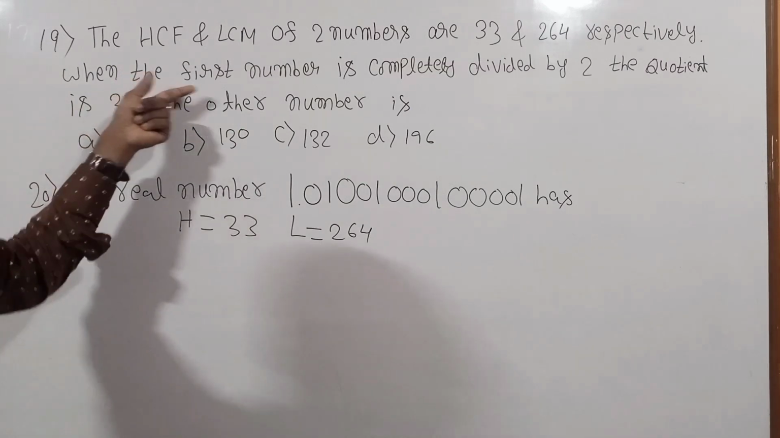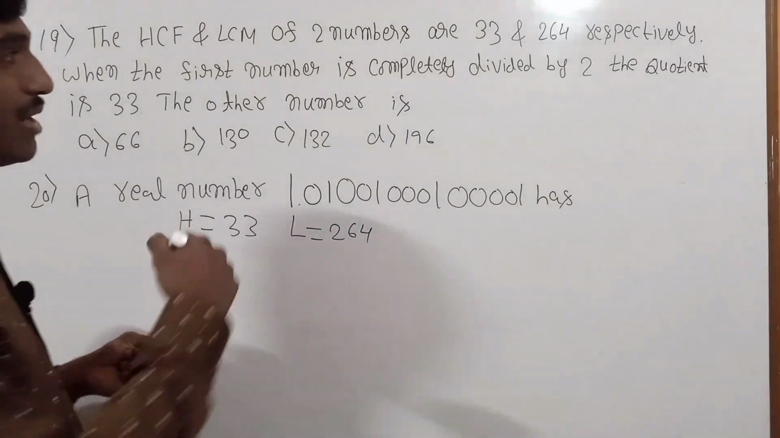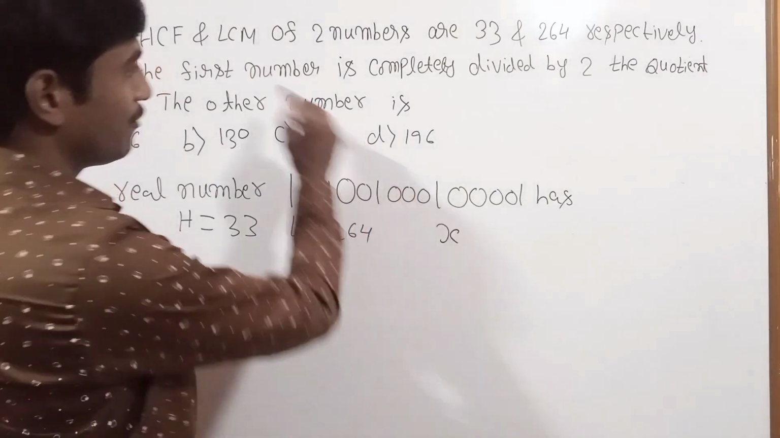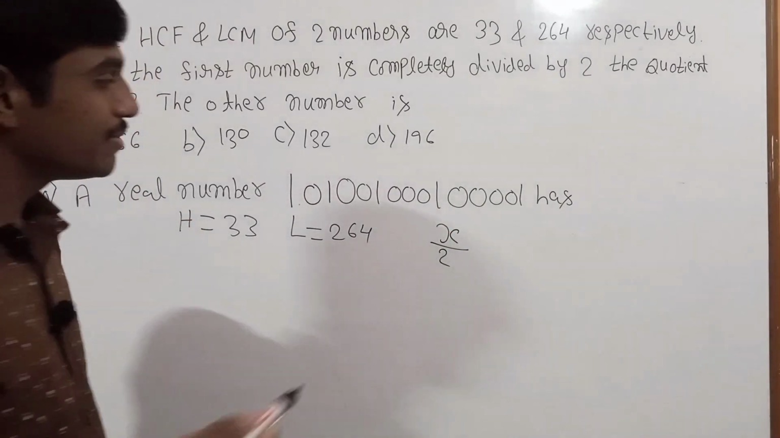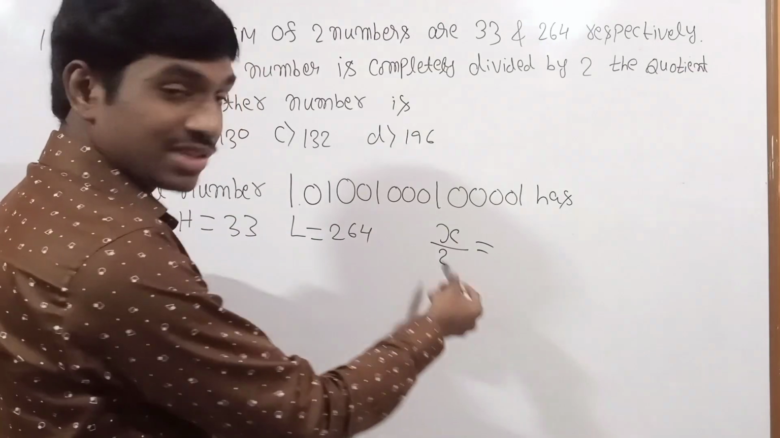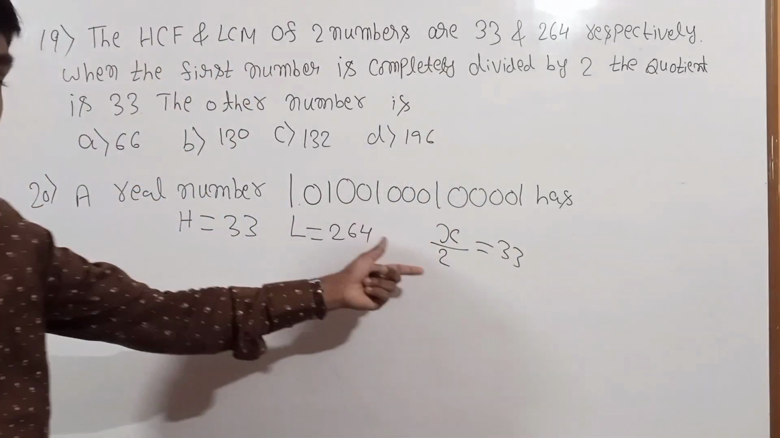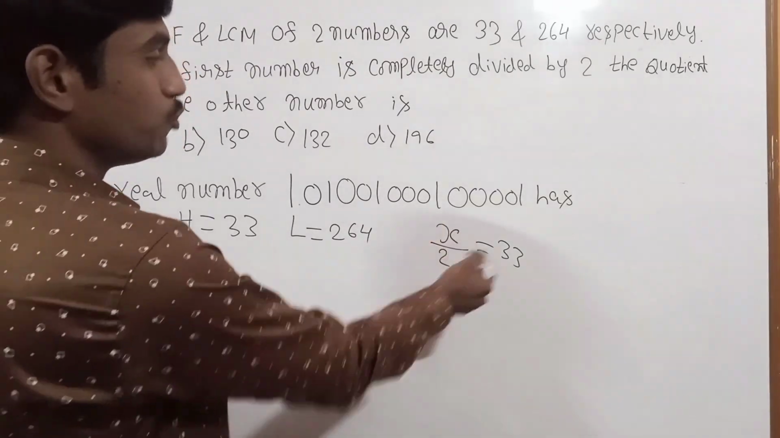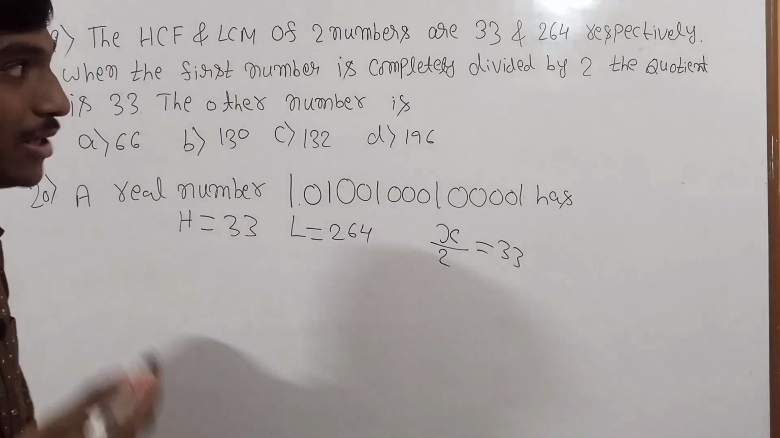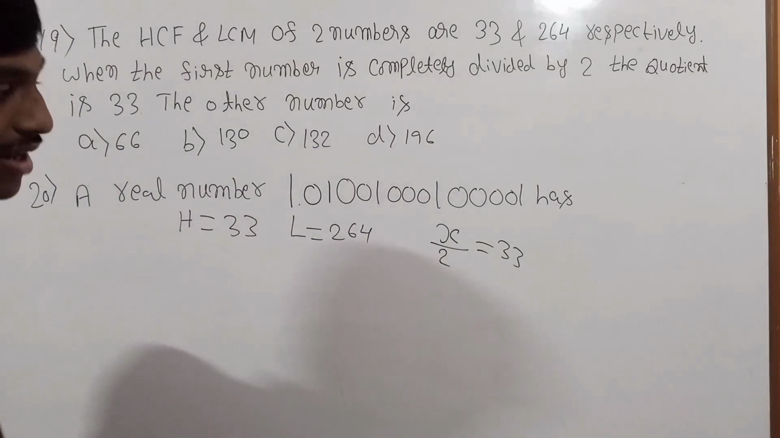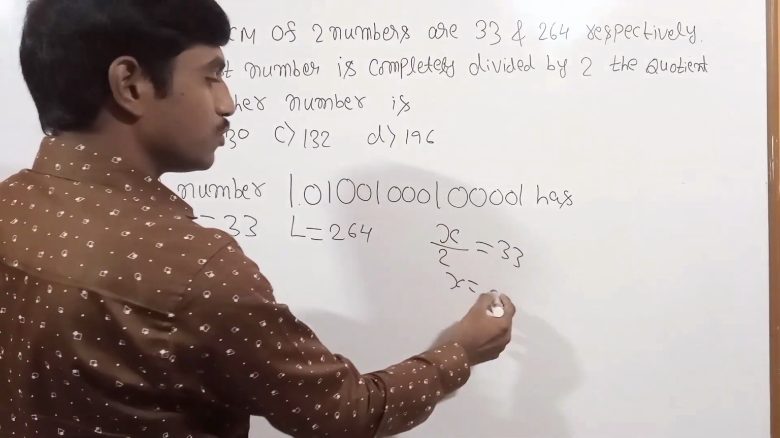Now the second point: when the first number is completely divided by 2. Let's say I'll take the first number as x. When it is completely divided by 2, the quotient is 33. Quotient means the answer that you get when you divide by 2 is 33. Completely divided means it goes exact, so the remainder will be 0. So x by 2 will be equal to 33. First we will find this number x. So x will be equal to 33 into 2, which is 66.